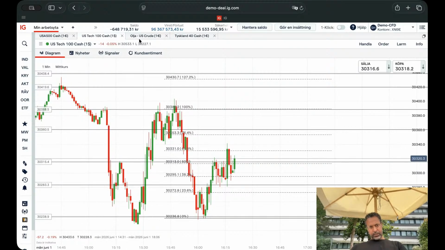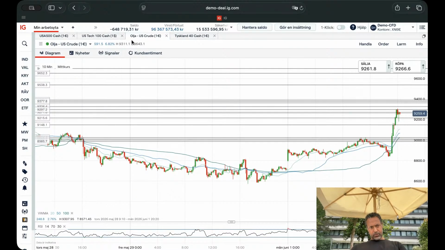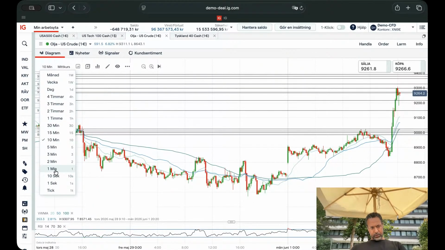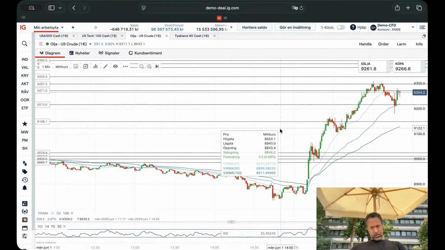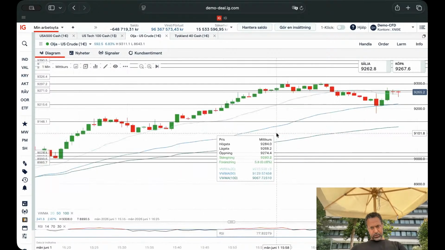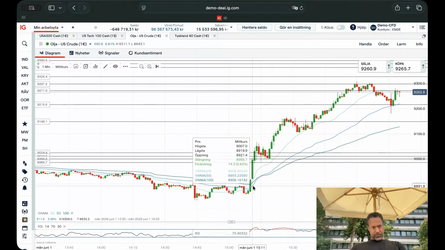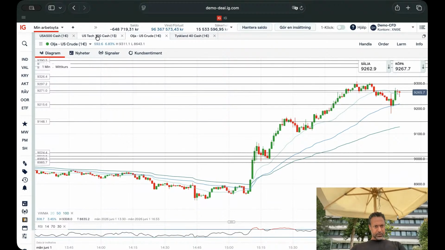Let's see if it correlated with a change in crude. Yeah, crude reacted up again. We shall look at the 1 minute, so we can have a better picture of the crude oil as well. So yeah, I use a few other indicators.